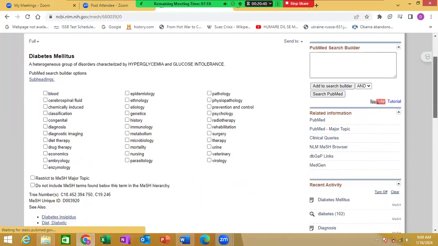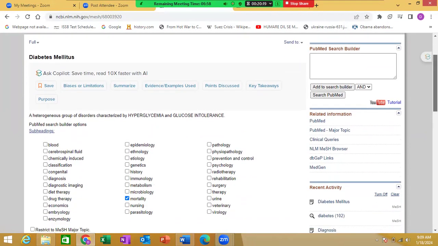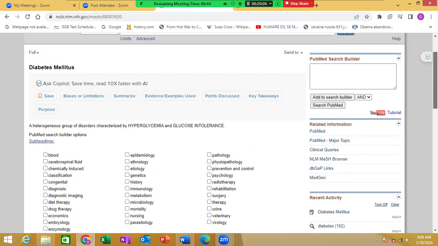Now it is asking you, do you want to include anything else with the diabetes? Blood, CSF, diagnostic imaging, economics, mortality data, pathology, pathophysiology, you can add these things. For example, I'm adding mortality here. If you are not adding any of these other things, we simply say we do not want any of these filters, restrict to MeSH major. Our major term is diabetes, restrict to it, and in this bar you will add that term.